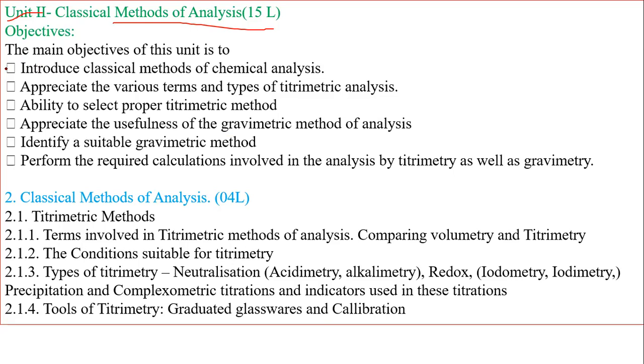Okay, and students should be able to focus on the following objectives. First, he or she should be able to introduce the classical method of chemical analysis. Then after that, the different terms included in it. So we are going to learn titrimetric analysis again, and how we can select a proper titrimetric method for the purpose of analysis. That is also what we are going to look at.